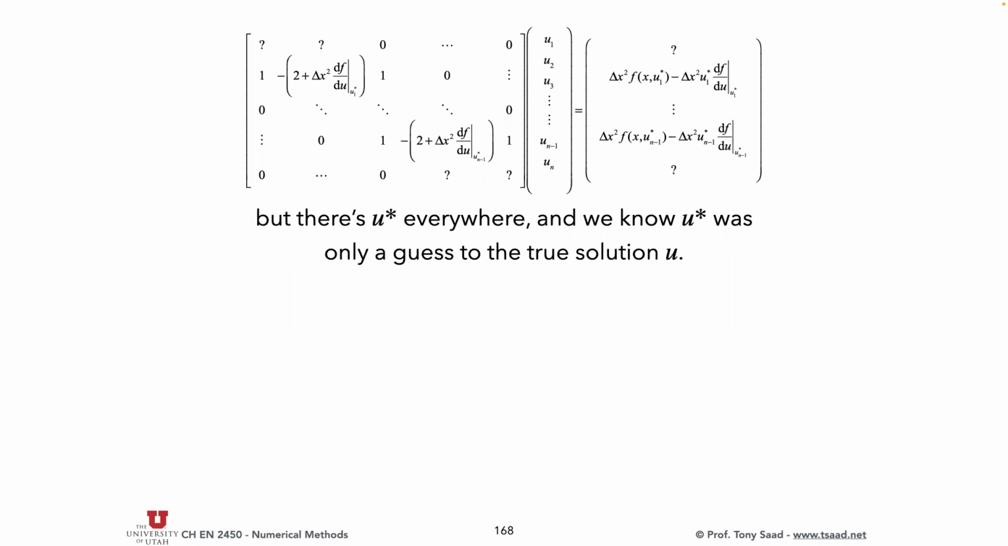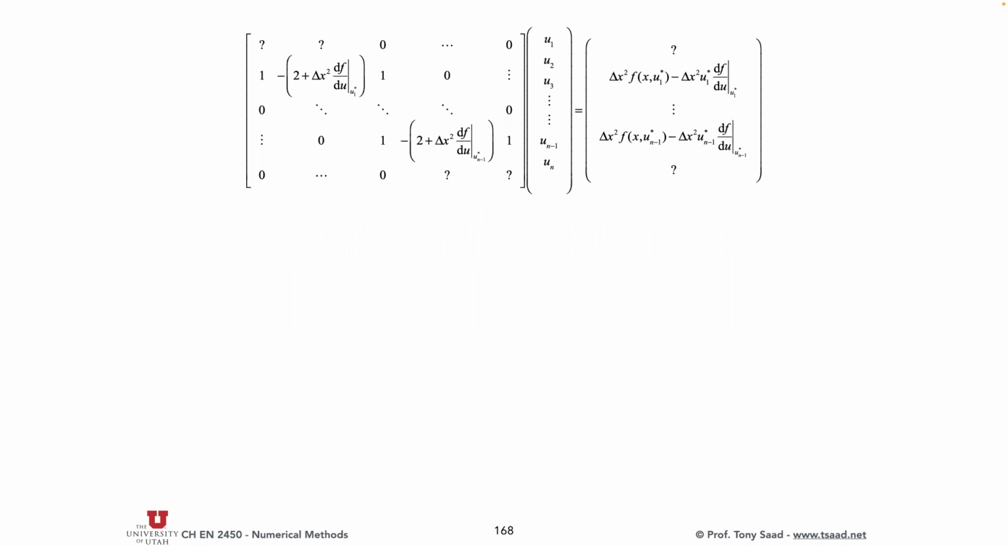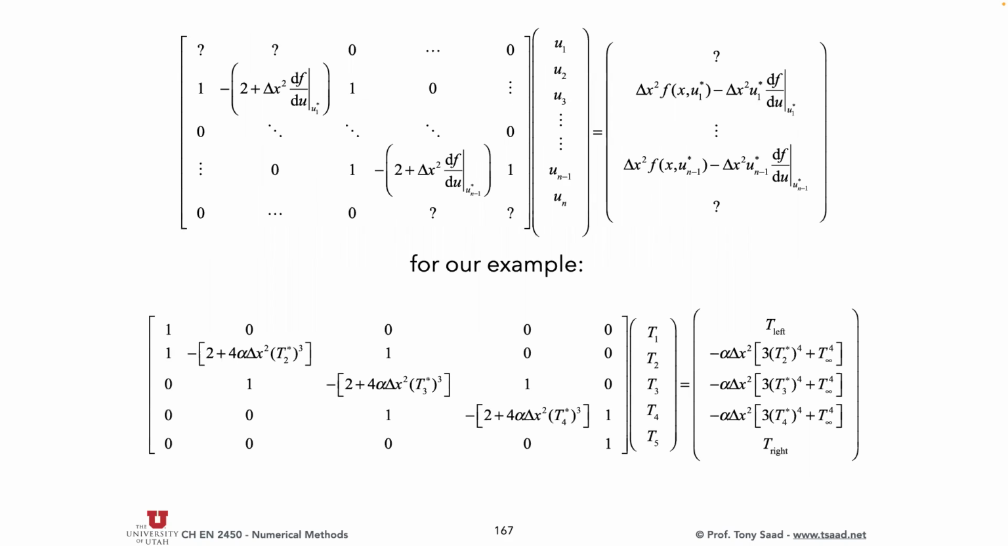There's a T star everywhere. And we know U star was only a guess to the true solution U. So when you have this system of equations with a given T star, all of these quantities are numerical values. They're known. You plug them in, and you solve for T1 all the way to Tn, to the last point. But then you ask yourself, well, this is my solution T.